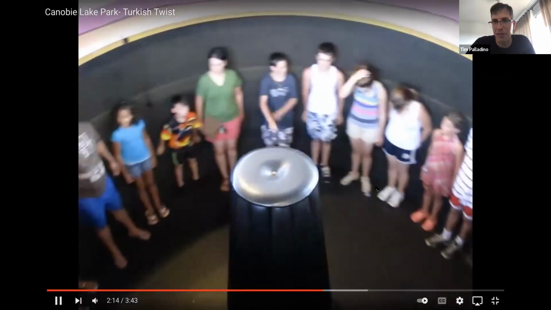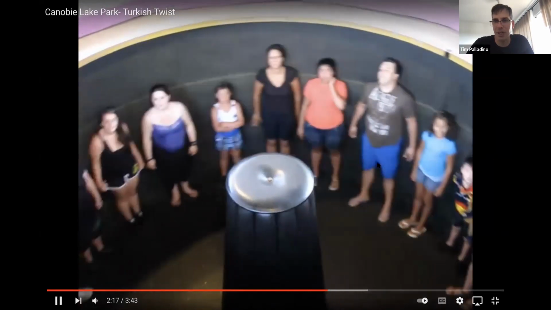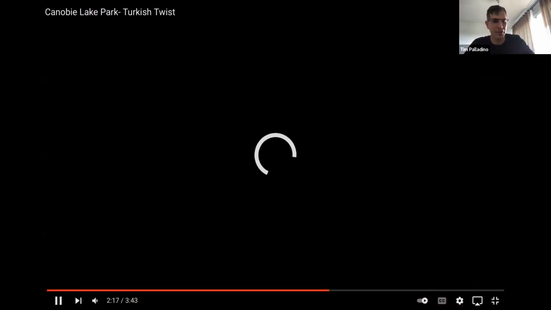Let's see if you can see it a little bit better. Speed it up a little. But if you check it out, the floor comes back up, and then they can get off the ride.